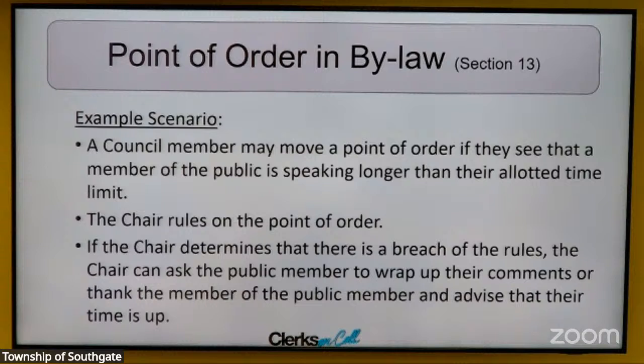And we understand that this might sound a bit heavy-handed, but it actually does the opposite. It just ensures that everyone is provided with the same opportunity, with the same time limits to speak to the matter. So really, it's all about fairness.